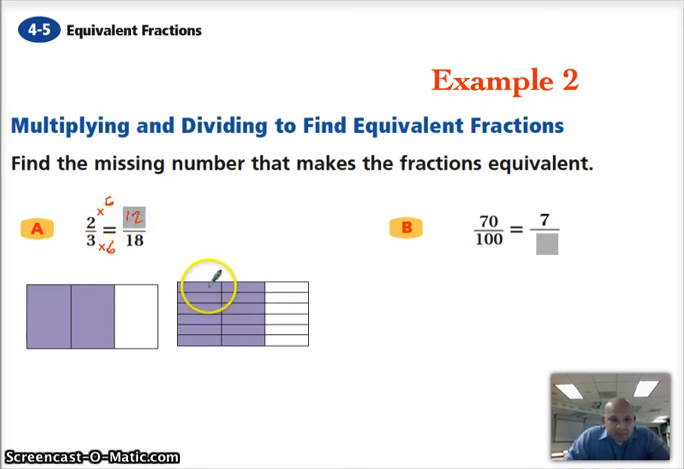And look, let's verify what we have here. We should have 12 shaded in areas. 1, 2, 3, 4, 5, 6, and another 6 is 12. So this works. What are we actually doing?